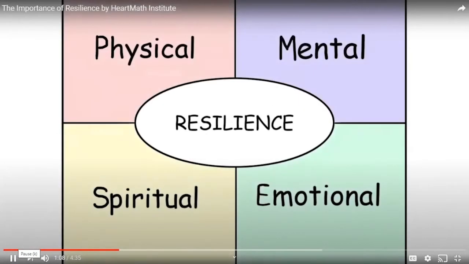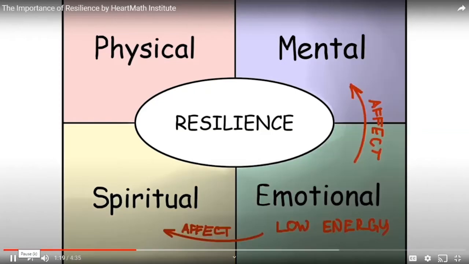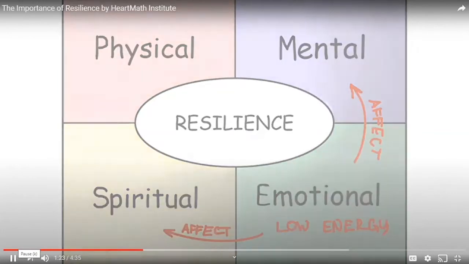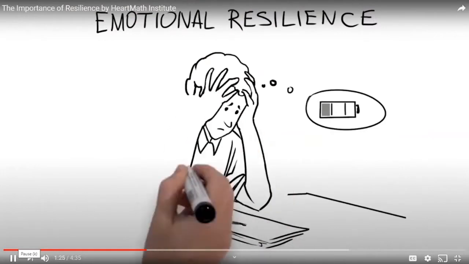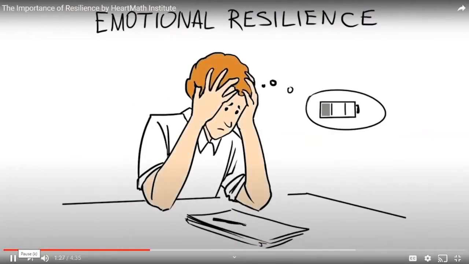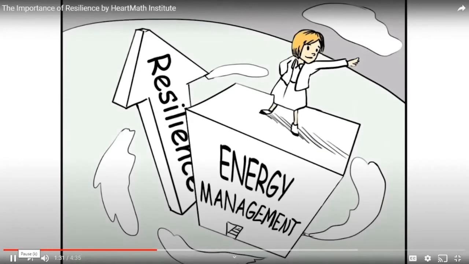There are 4 primary areas of resilience: physical, mental, emotional, and spiritual. We expend and renew energy in each area every day. If we have low energy in one area, it can affect the others. It is the emotional area where most people drain their inner batteries unnecessarily and waste energy. You can build and sustain your resilience by learning and using energy management skills.